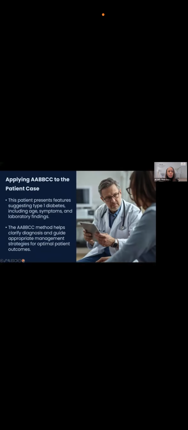So applying AABBCC to this patient case, the patient presented with symptoms that could suggest type 1 diabetes. Again, you want to think about the patient's age, their symptoms, and the lab findings. With the AABBCC method, what this will really help you to do is to clarify the diagnosis and guide you to appropriately manage this patient for optimal patient outcome.